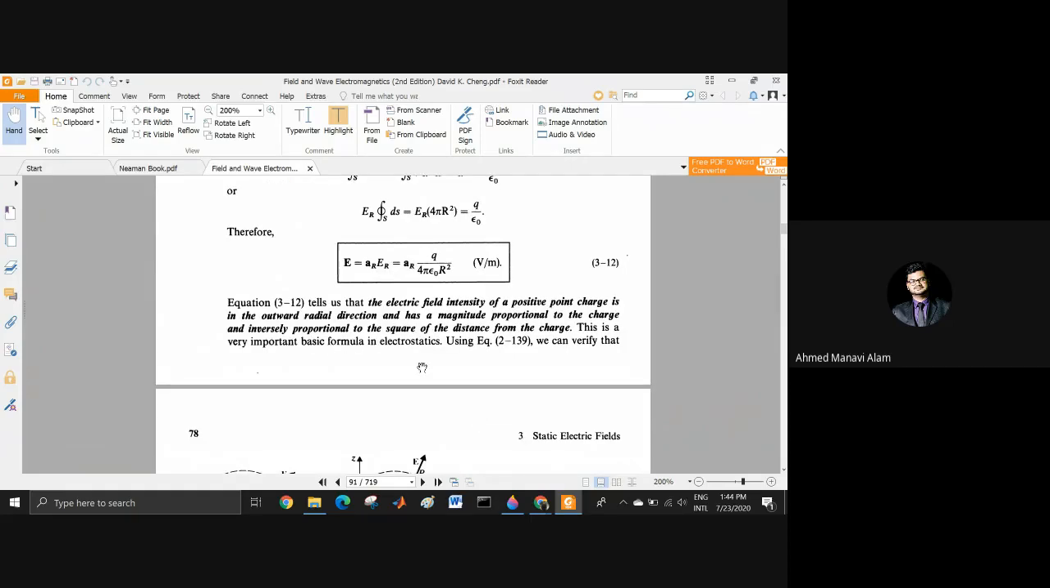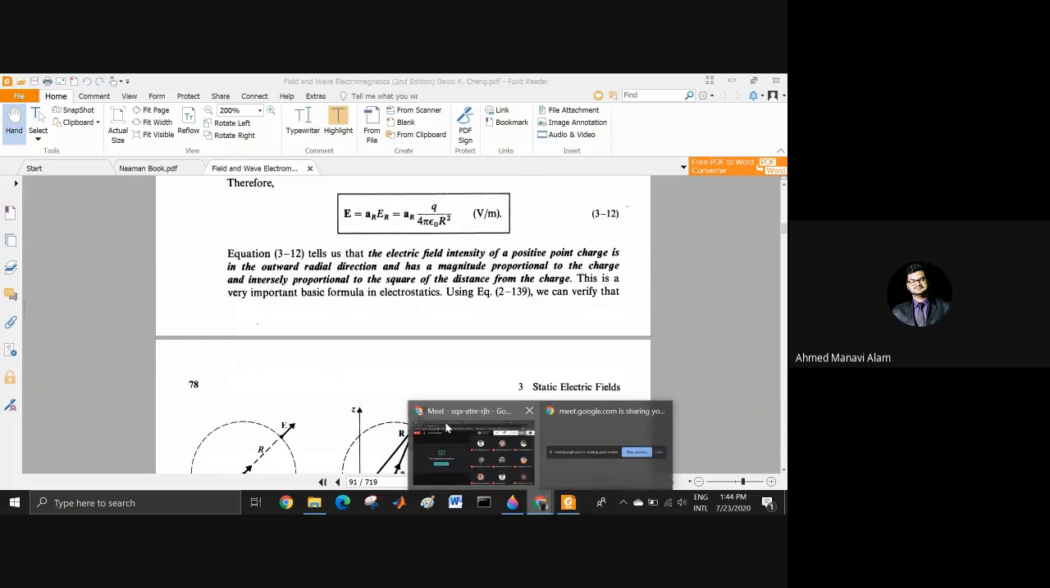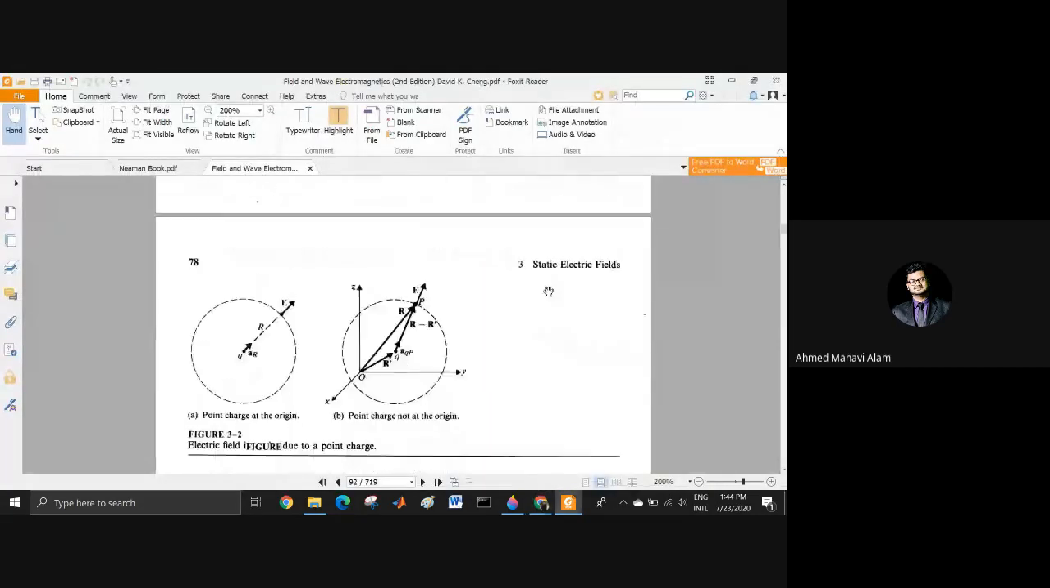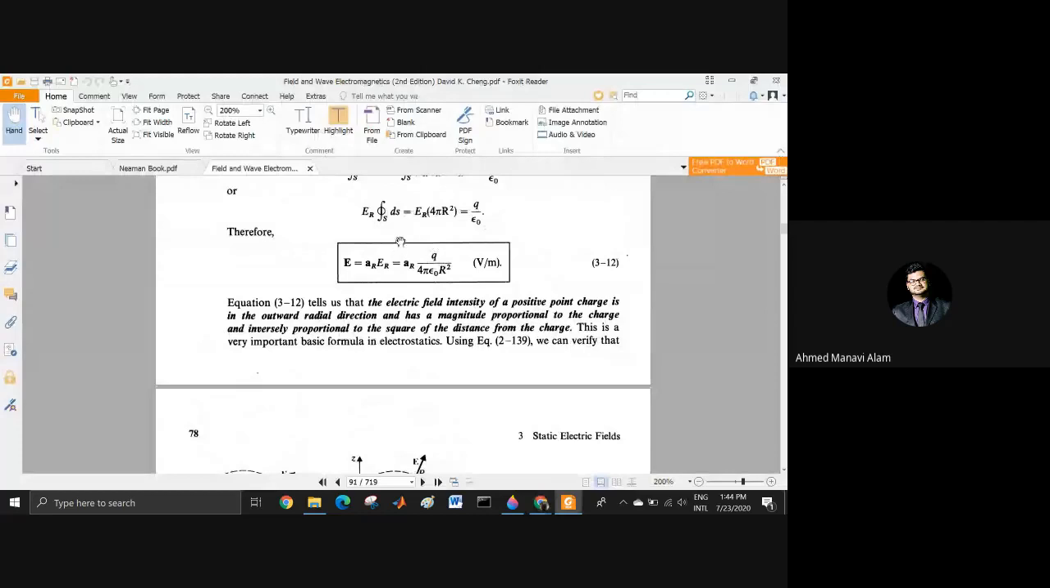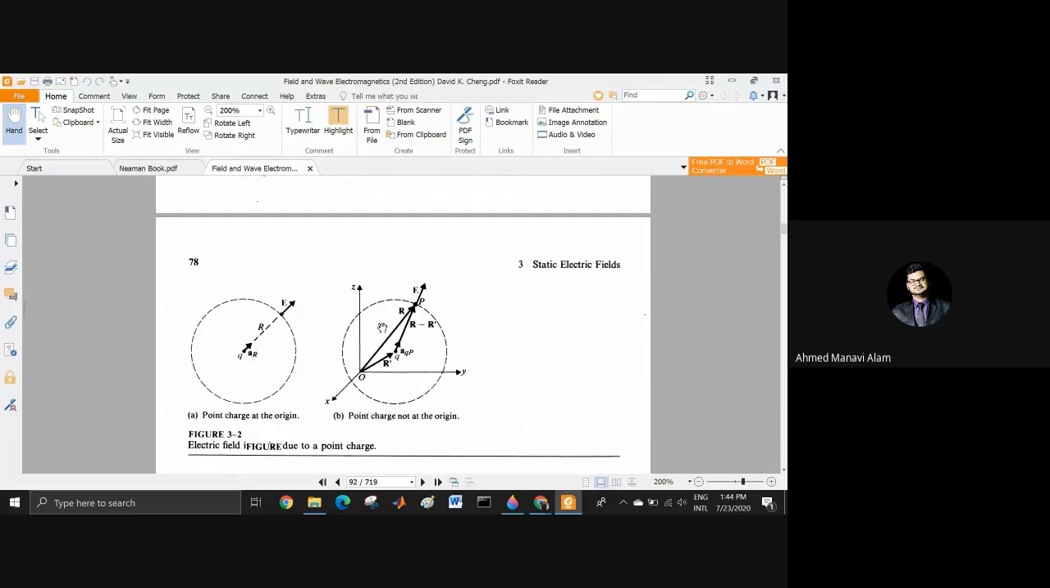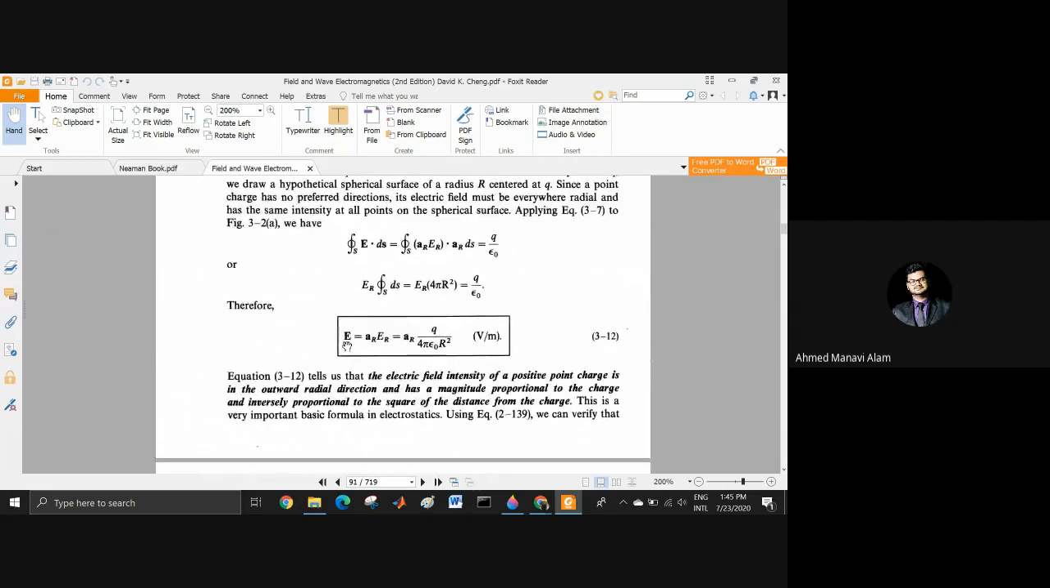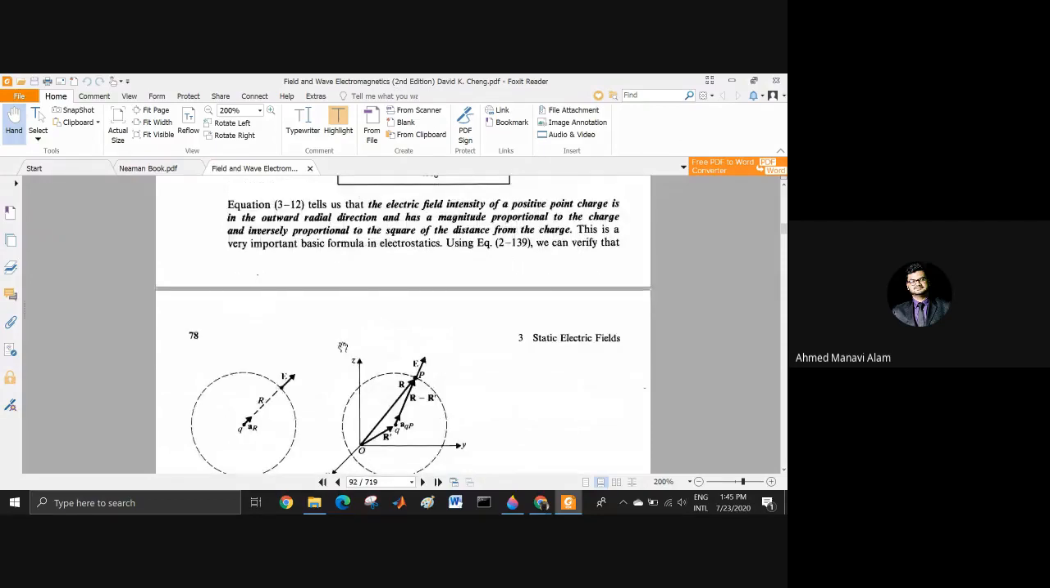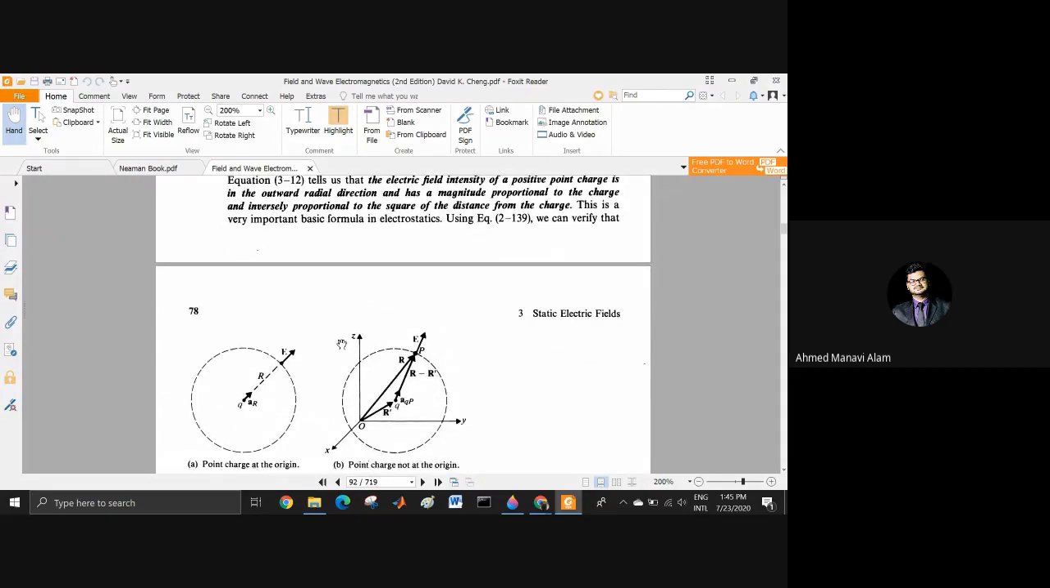This is a very important basic formula of electrostatics. এটা very simple. এখানে আসলে কোনো rocket science কিছু নাই. There is no rocket science behind it. It's very simple and straightforward. Now, as we can see, the charge is at the origin. Okay, and we have a point, and now we want to find the field when the point charge is not at the origin. Okay, when the point charge is not at the origin, then we want to find out the formula.